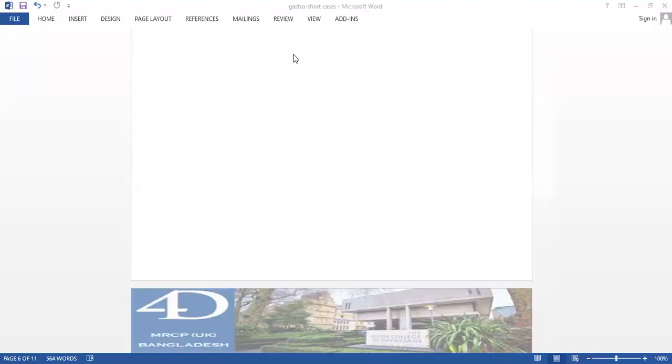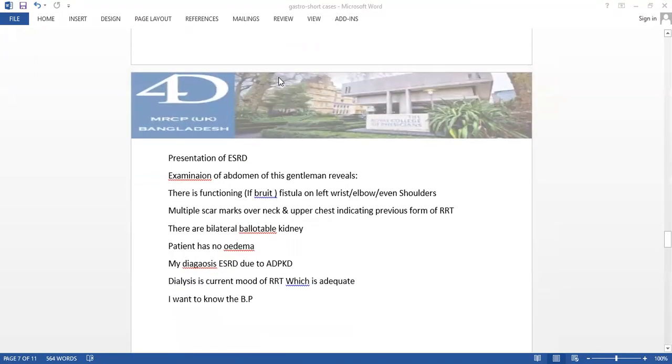Okay, anyway, you presented well. So presentation of ESRD: examination of the abdomen of the gentleman reveals there is a functioning fistula on the left wrist, elbow, or even shoulder. Shoulder is possible if wrist and elbow fail. Multiple scar marks over the neck and upper chest indicating previous form of renal replacement therapy. There are bilateral ballotable kidneys. Patient has no edema, so my diagnosis is a case of ESRD due to ADPKD. Dialysis is the current mode of renal replacement therapy, which is adequate.